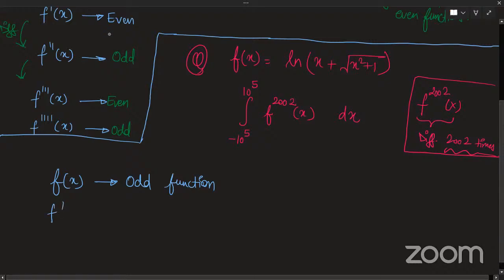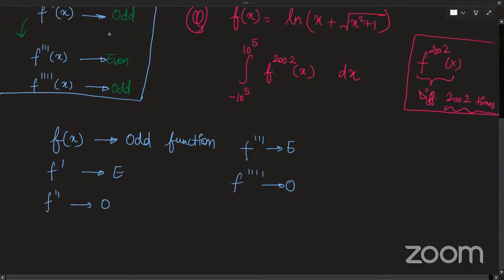If you differentiate it one time, it is even. If you differentiate it two times, it is odd. If you differentiate it three times, it is again even. If you differentiate it four times, it is odd. So that means if I differentiate it an even number of times, it will give me an odd function, right?